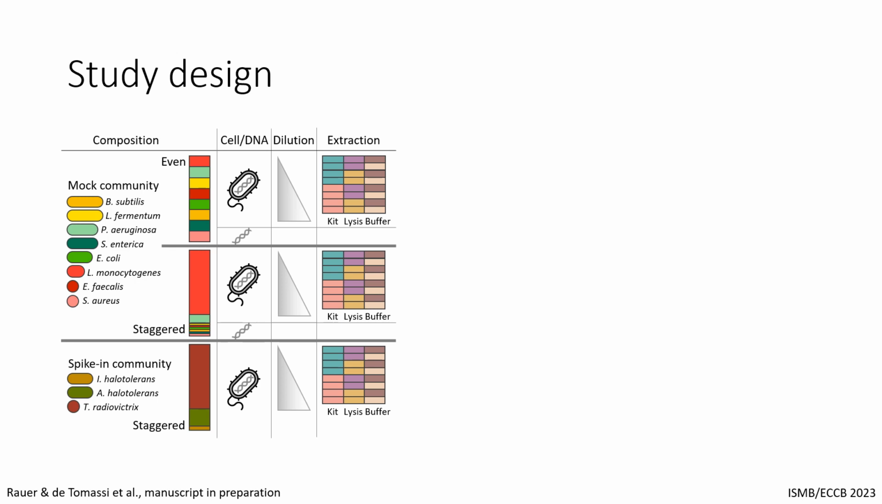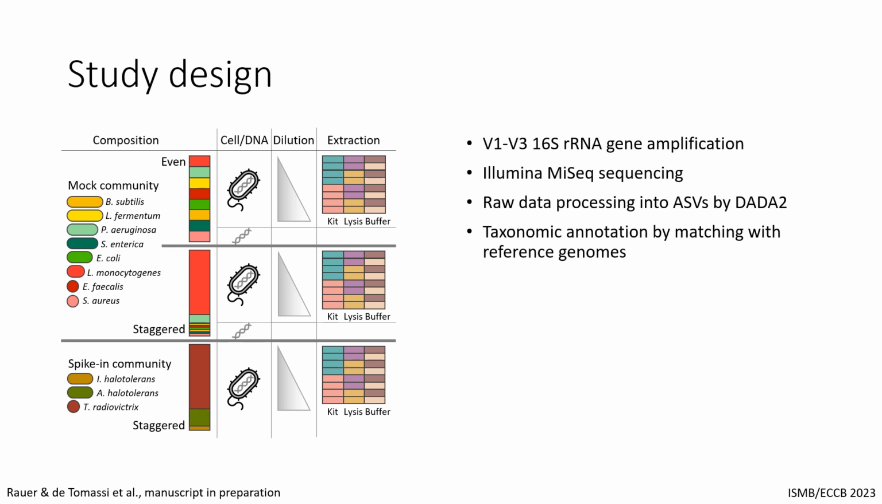All these dilutions and samples underwent 8 different extraction protocols, which were a combination of 2 extraction kits, 2 lysis conditions, and 2 buffers. Then we amplified and sequenced these mock communities, and we could perform the taxonomic annotation by matching against reference genomes, which were provided with the mock communities.